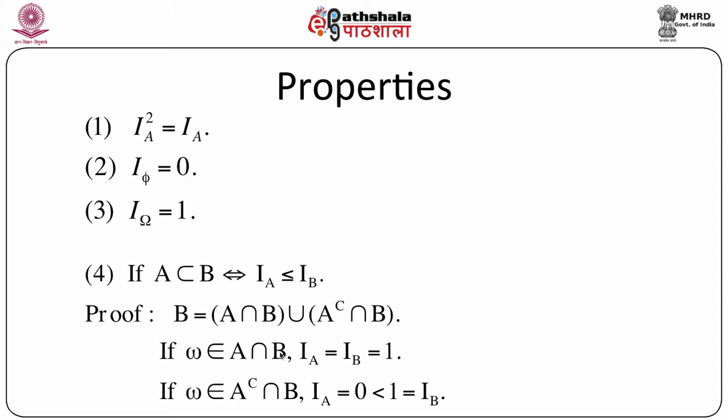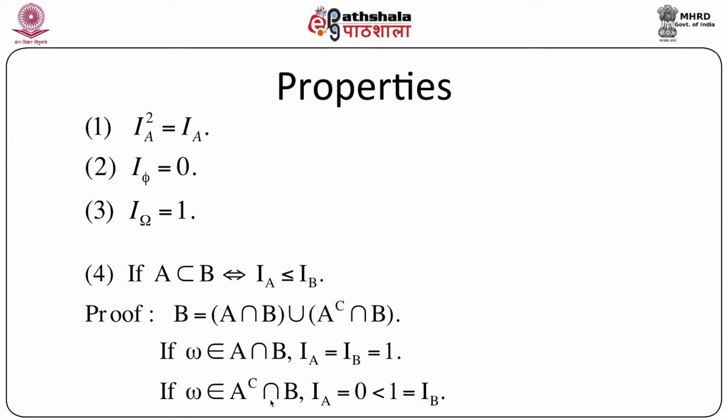Because if omega belongs to A intersection B implies that omega belongs to A, that means IA equals 1, and similarly omega belongs to A intersection B implies omega belongs to B, that means IB equals 1. On the other hand, if omega belongs to A complement intersection B, of course IB is 1, but IA would be 0 because omega belongs to A complement.